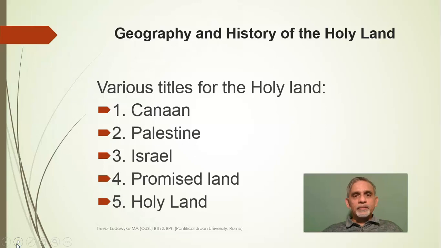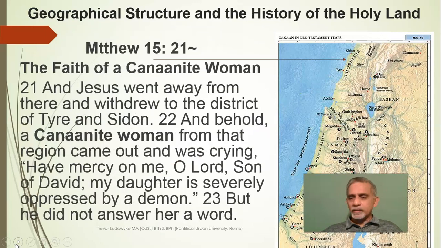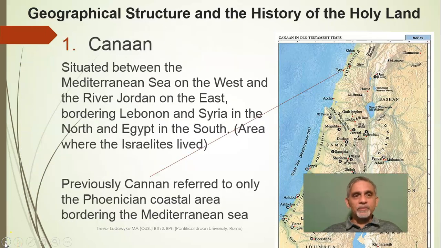So, various titles for the Holy Land. There were various titles used to refer to what we call the Holy Land. We have 5 titles. One is Canaan. Second is Palestine. It was also called Israel. Biblically, it's called the Promised Land. And of course, finally, today, even tourists and all of us call it the Holy Land. So let's take them one by one and try to understand their significance and their geographical setting.